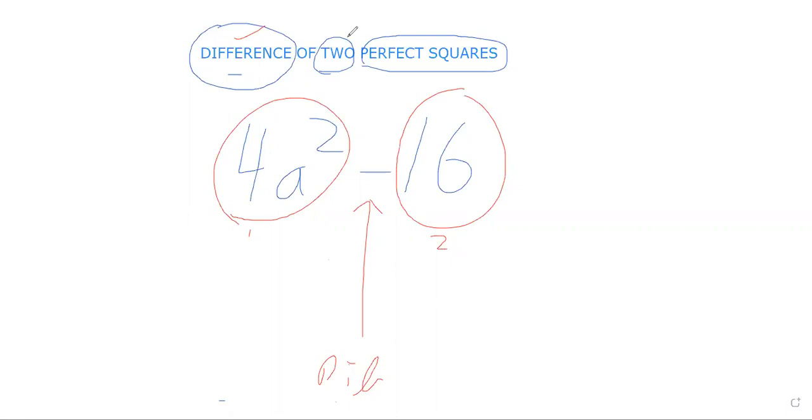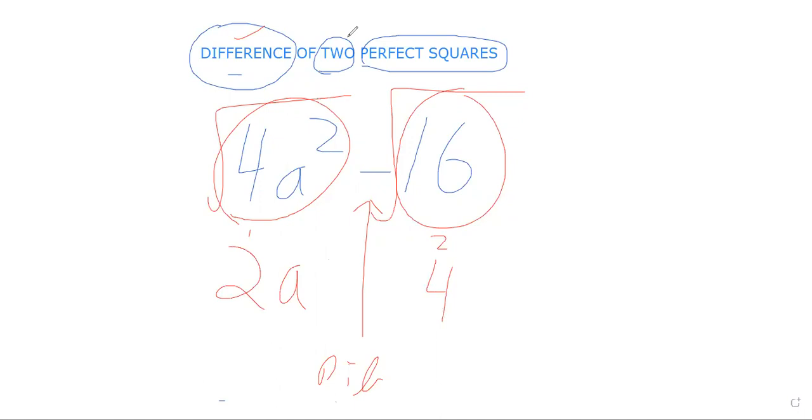To find out if something is a perfect square, we can just square root them and see if we get a perfect number. So the first step is the square root of 4a squared and the square root of 16. Let's look at them individually. The square root of 4 is 2, and the square root of a squared is just a, so 4a squared is a perfect square. And we know the square root of 16 is 4. So you just find the square root of both of them.